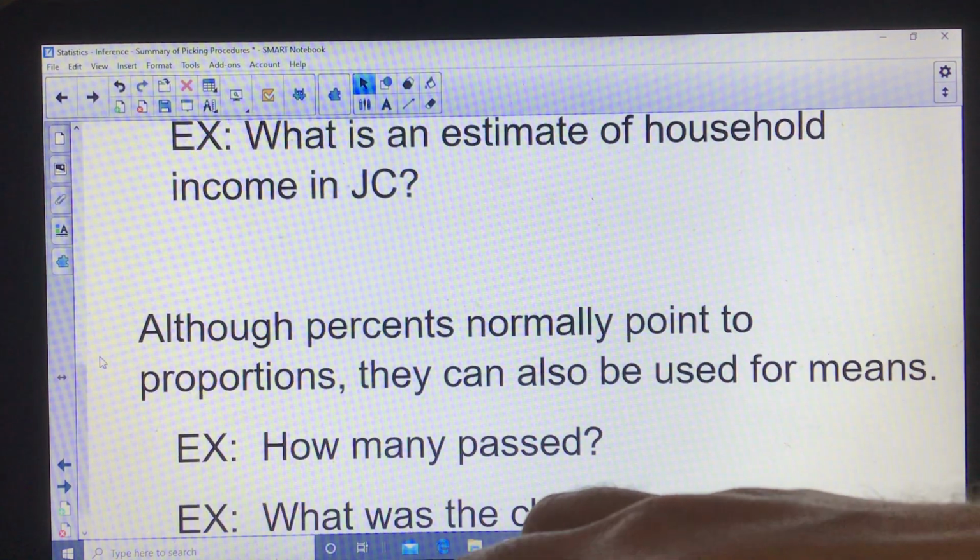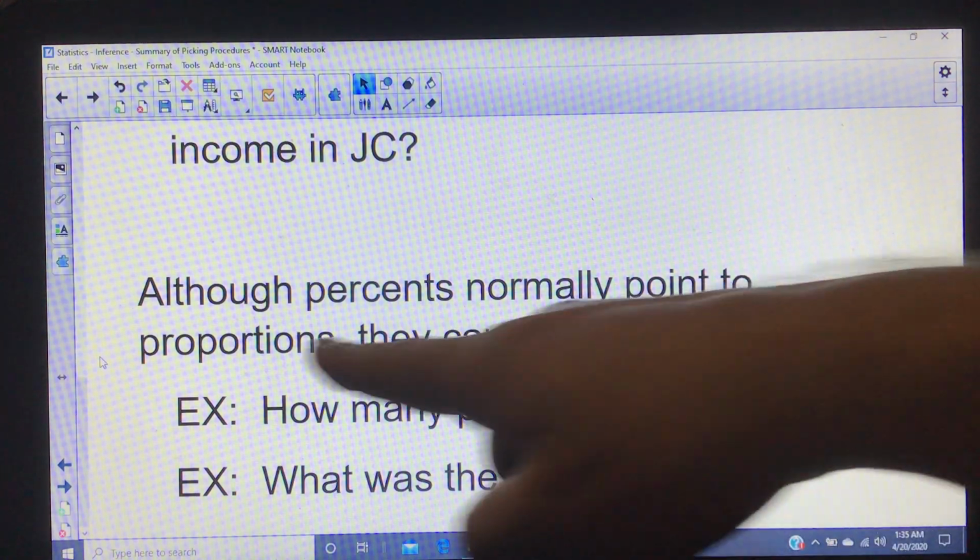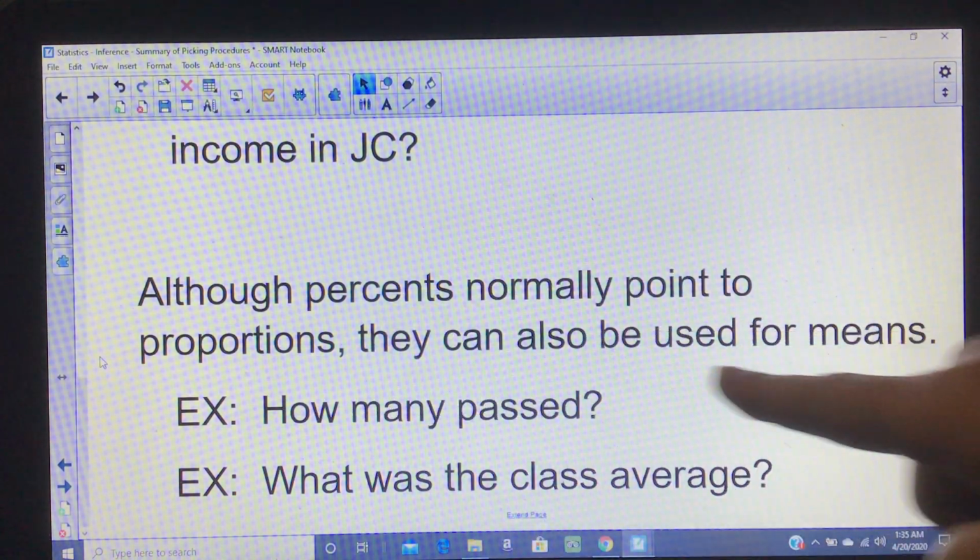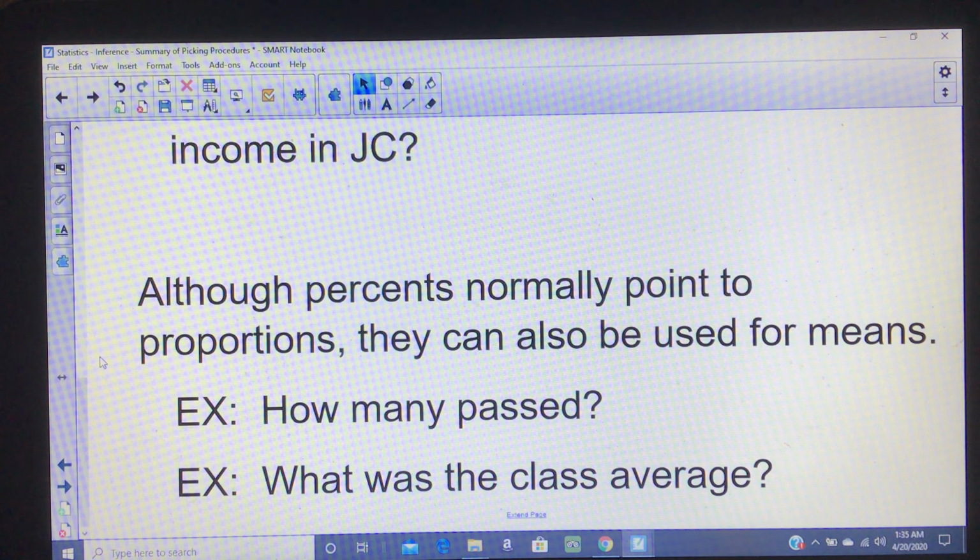But okay, so the one thing to be careful about, I did mention that percents normally point to proportions, but they can also be used for means. So this can be a little confusing. That's why you have to really decide if it's categorical data or quantitative data. So grades are a great example of how some questions with grades could be asked in terms of proportions, but other ones could be asked in terms of means. So even though grades are percents, it depends on whether the percent is actually a categorical question or the percent is being used in a continuous measurement sort of way.